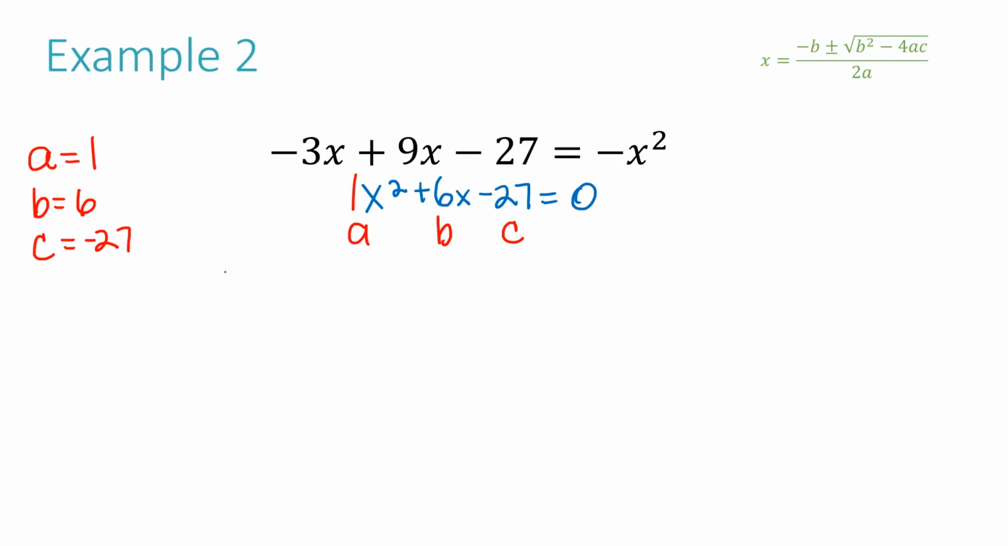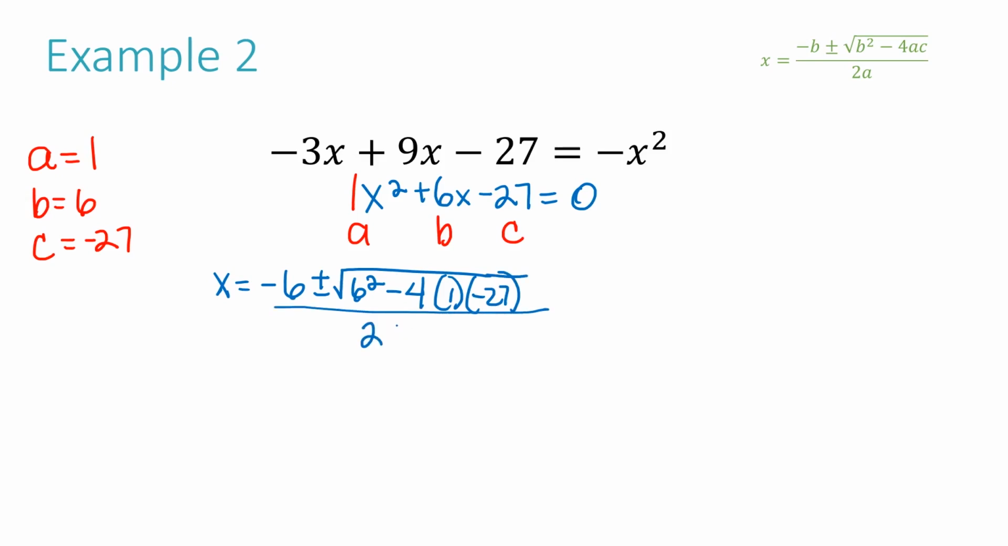So I'm basically going to start off by rewriting my quadratic formula, but I'm going to put the values in instead of the letters. So I have x equals negative b, so that's negative 6, plus or minus the square root of b squared, that means 6 squared, minus 4, and then a is 1, and c is negative 27. And that's all over 2a, or in this case, 2 times 1.